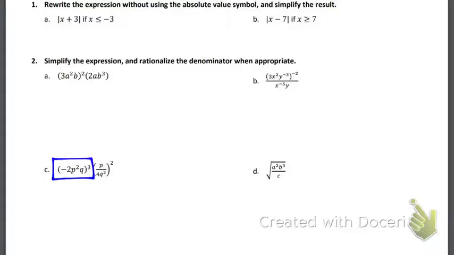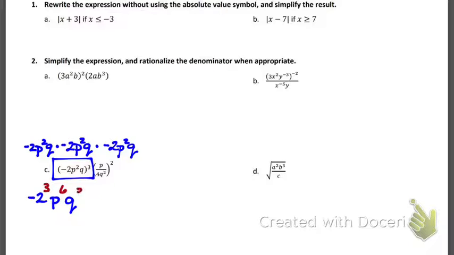All right, so I have this first set of parentheses that is being cubed. Whenever I cube something, that means multiplying it by itself 3 times. So if I did -2 times -2 times -2, that is -2 cubed. If I do p squared times p squared times p squared, that's going to be p to the 6th. And if I do q times q times q, that's q to the 3rd.